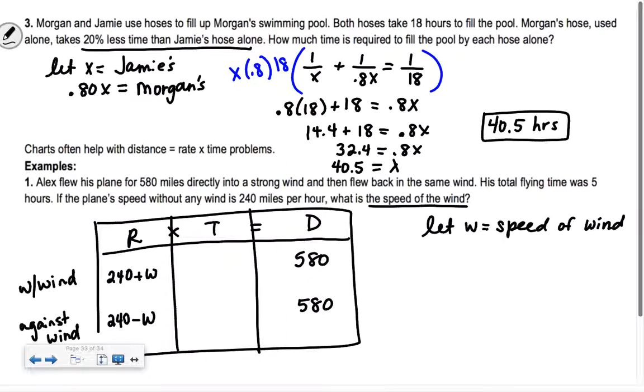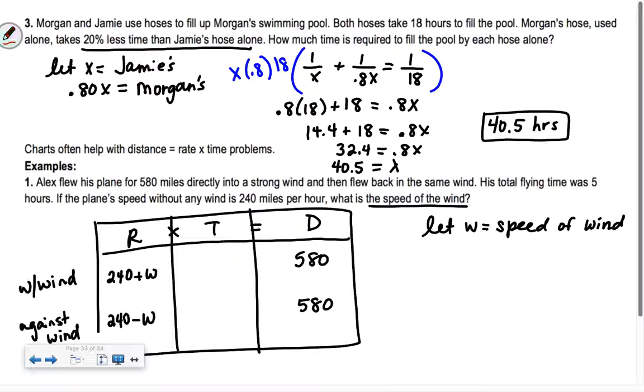So if you set this up with a chart, there will always be one section of the chart that isn't filled in. Okay, and that's our time. We don't know how long it took him. We don't know if it took 2.5 hours there, 2.5 hours back. Probably not, right? Because he's going faster on the way there. So we're going to use these other two columns to figure it out.